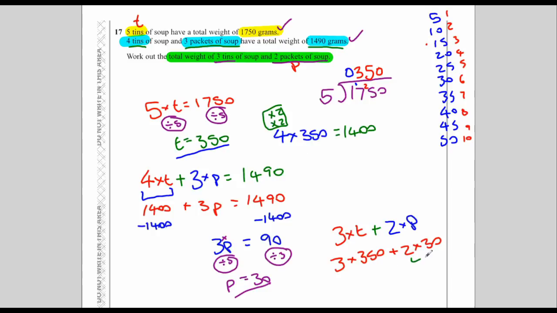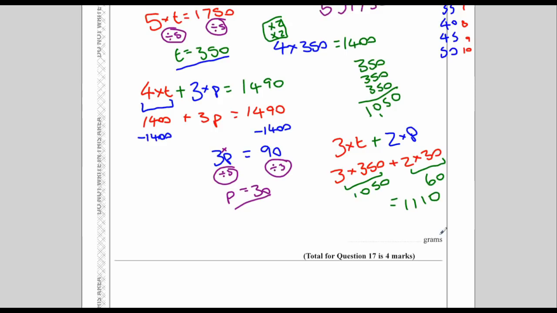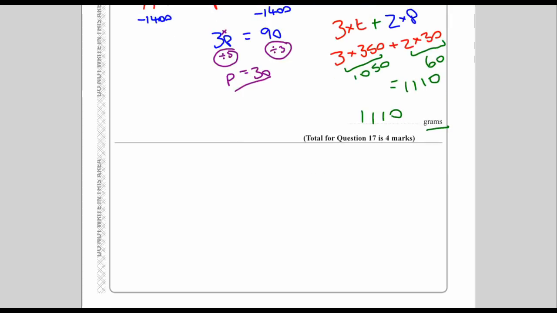So 2 times 30 gives you 60. 3 times 350, well, let's do it like this. 0, 15, 9, add your 1, 1050. Add on 60, gives you 1,110. And it's already got the grams for you. Okay? Moving on.